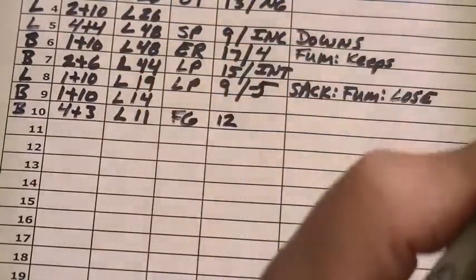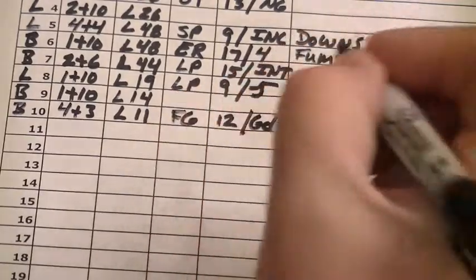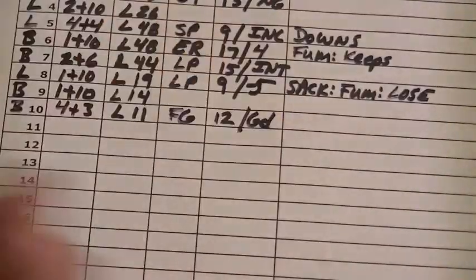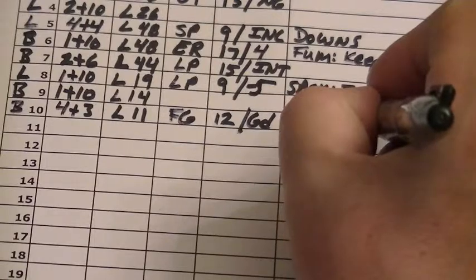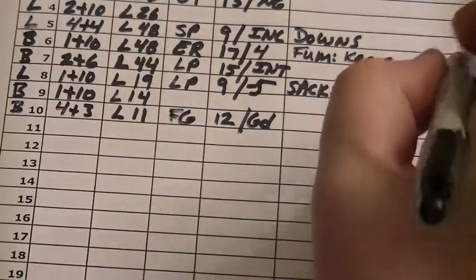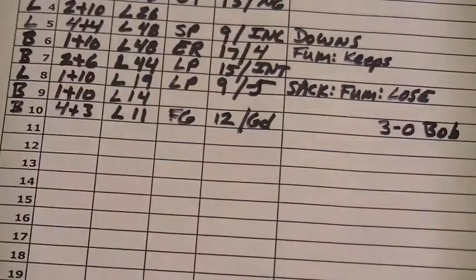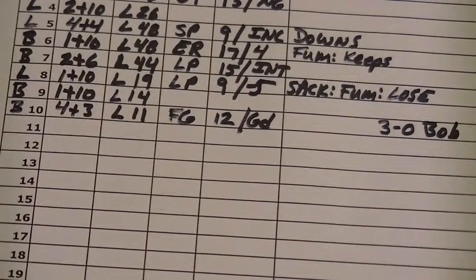So he's going to kick a field goal, and we'll say he rolls a 12, and so the result is that the field goal is good. So you could write GD for good if you wanted, whatever. Over here in the notes, you update the score. So that's the first score of the game. So it's going to be 3-0, and Bob is in the lead. Okay, so that's a field goal.